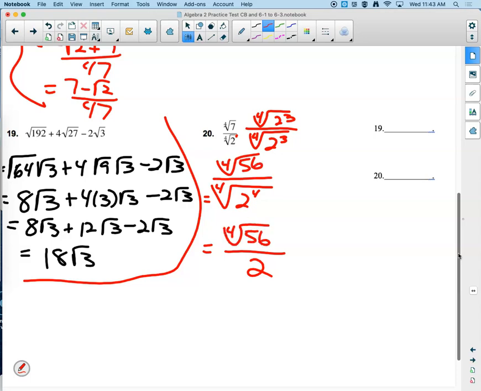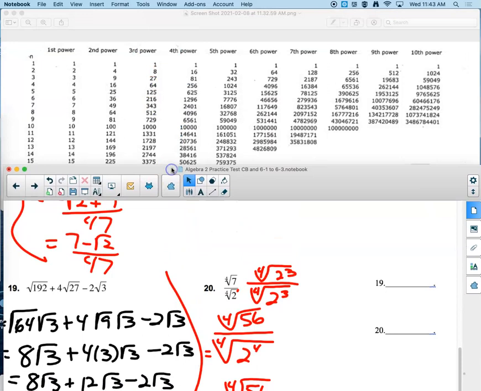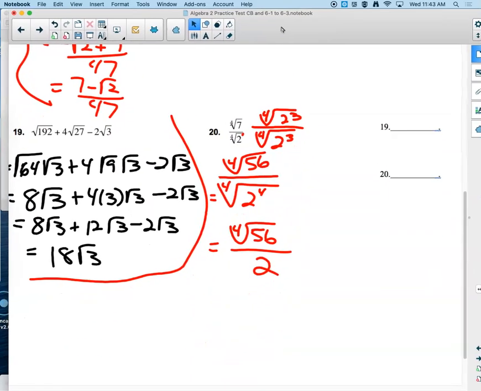Again, if you're worried, hey, maybe there's a perfect square or perfect fourth that'll go into 56. Well, grab your power chart. 56 lands there. 27 doesn't go into 56. 8 doesn't go into 56. So it's done. That's as far as we can take that.